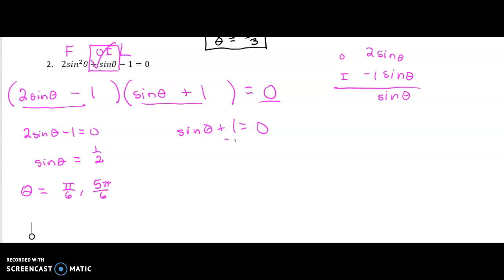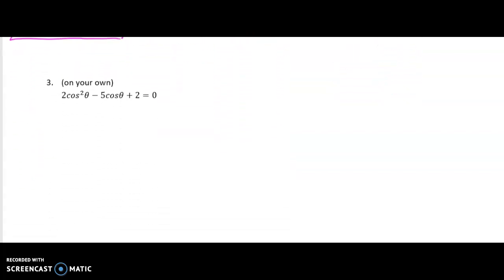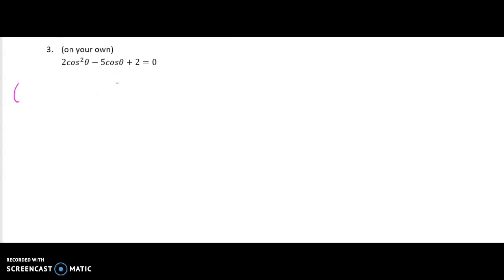All right, we subtract 1. Sine theta is equal to -1. The only angle that has a sine value of -1 is 270, or 3 pi over 2, which does not lie on the upper half of the circle. So these will be our only 2 answers. Last example, same thing. We're going to factor, and then we will set our factors equal to 0.